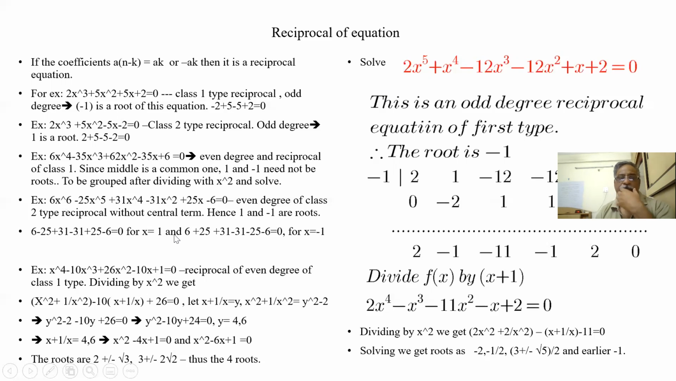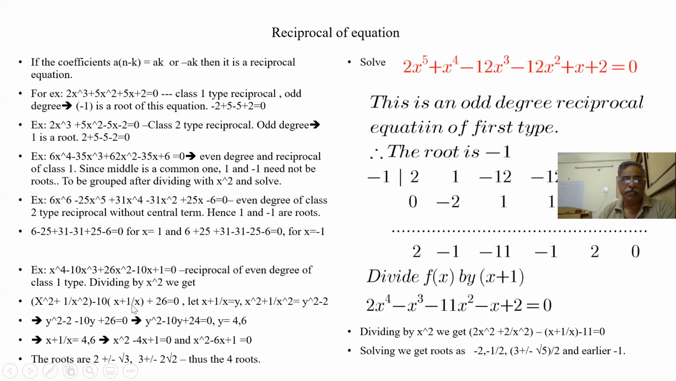So let us understand this concept through an example. We are given an even degree with a central term, so plus 1 and minus 1 need not be roots. I am dividing the entire equation by x square. So x to the power 4 by x square is x square, plus 1 by x square, minus 10 into x cubed by x square, which is x plus 1 by x, plus 26. You see now it is a simple quadratic.